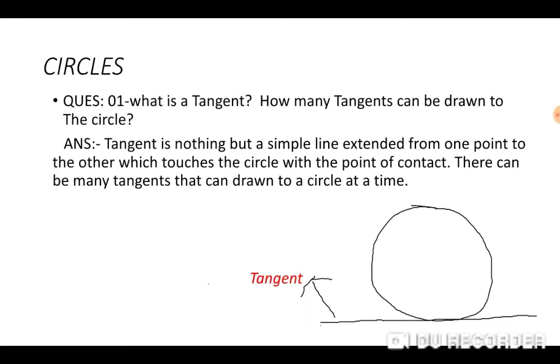Now the question comes, what is a tangent and how many tangents can be drawn to the circle? So the answer is, a tangent is nothing but a simple line extended from one point to the other which touches the circle at a point of contact. There can be many tangents that can be drawn to a circle at a time. Let's move to the next point.